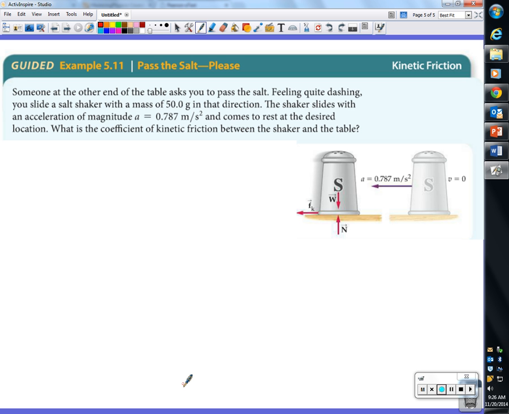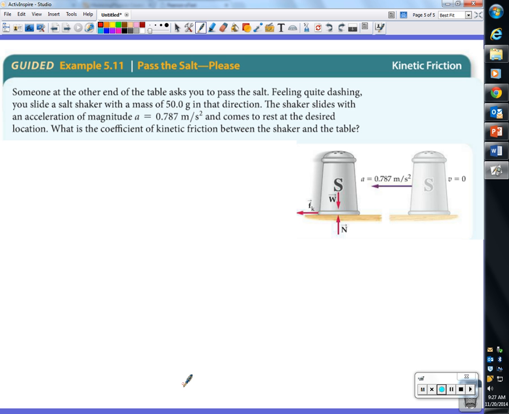All right, it says, you slide a salt shaker with a mass of 50 grams in that direction. The shaker slides with an acceleration of magnitude 0.787 meters per second squared and comes to rest at the desired location, because you're that good. Right? What is the coefficient of kinetic friction between the shaker and the table?